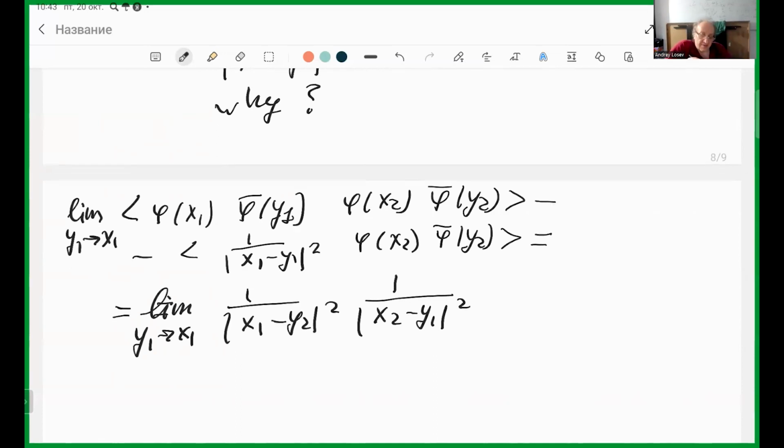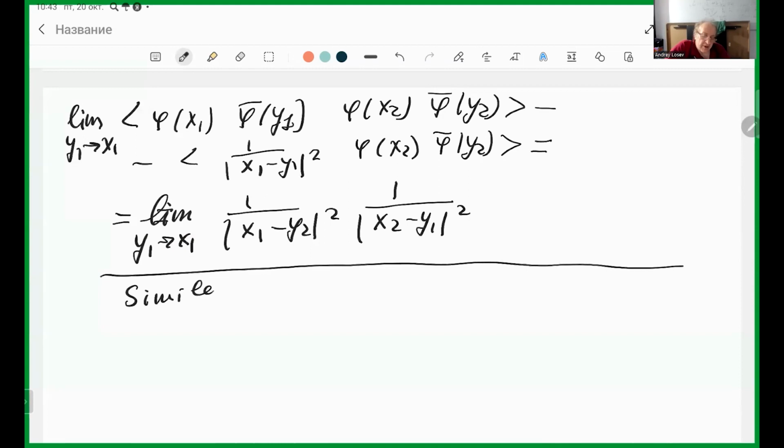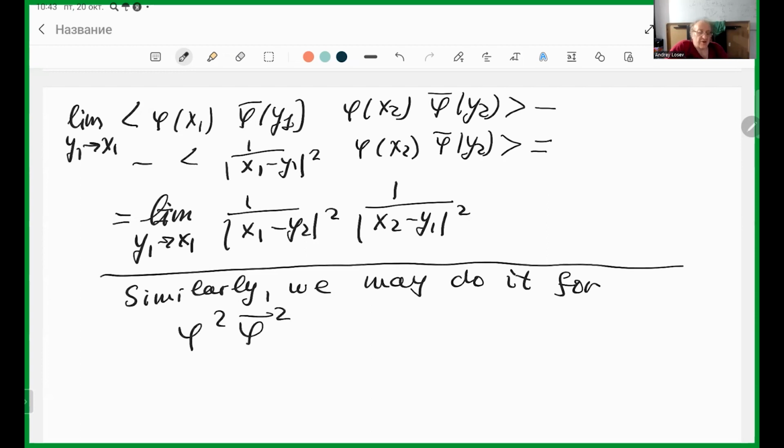And similarly, we may do it for phi square, phi bar square, okay?